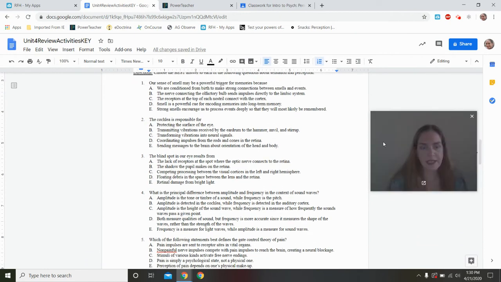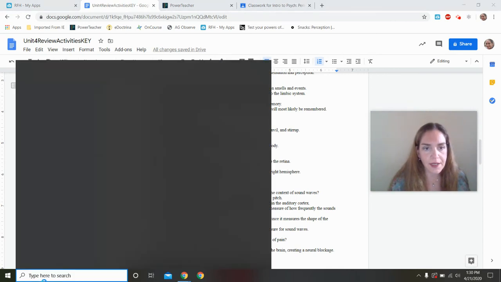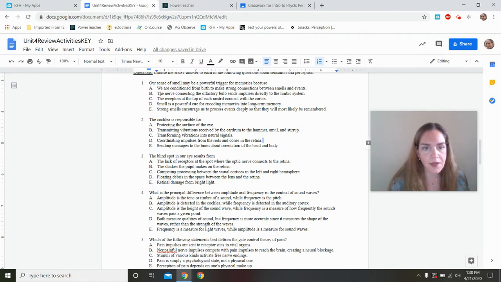Our sense of smell may be a powerful trigger for memories because we are conditioned from birth to make strong connections between smells and events. The nerve connecting the olfactory bulb sends impulses directly to the limbic system. The receptors of each nostril connect with the cortex. Smell is a powerful cue for encoding memories into long-term memory. Strong smells encourage us to process events deeply. This is the answer, right? That the nerve connecting the olfactory bulb sends impulses directly to the limbic system.